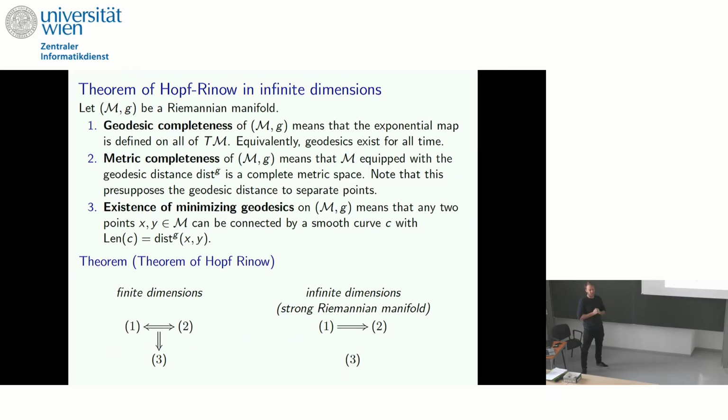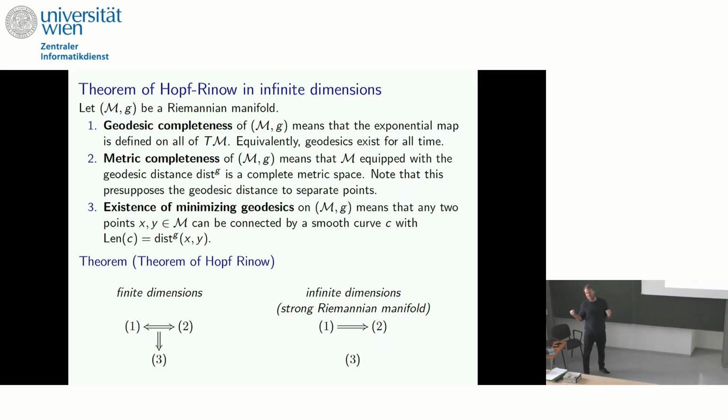Why is completeness so tough in infinite dimensions? In finite dimensions, we have the nice theorem of Hopf-Rinow that probably most of you know, which says there are 3 different completeness properties on a manifold. There's geodesic completeness, which means the geodesic initial value problem is globally well-posed. So if you take any initial values, your geodesic will exist for all time. Then there's metric completeness, which says that the manifold is a complete space with respect to the induced geodesic distance.